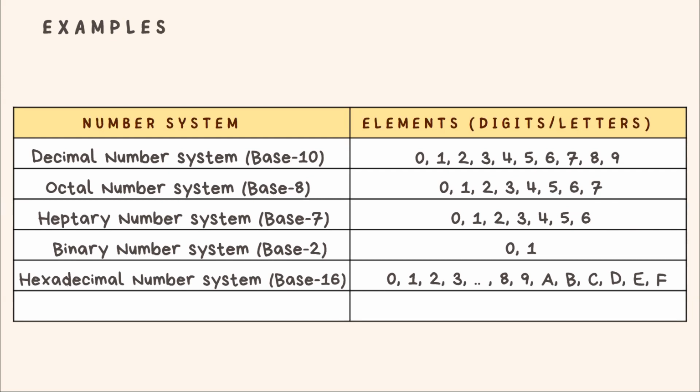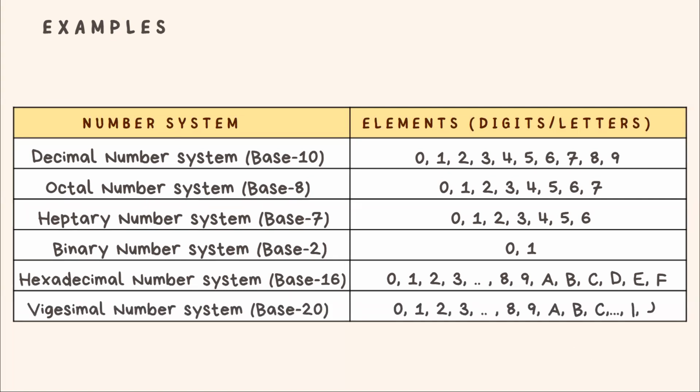Then when you go beyond base 10, like base 11, 12, 13, 14, 15, 16, and so on, you encounter number systems that have elements that are not only digits, but also letters. One example is the hexadecimal number system. It's the base 16 system. It consists of digits from 0 to 9 and letters from A to F. So you construct numbers with a combination of these digits and letters.